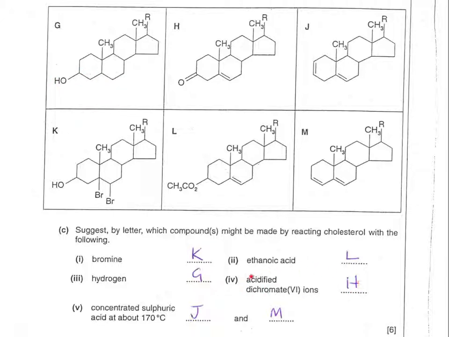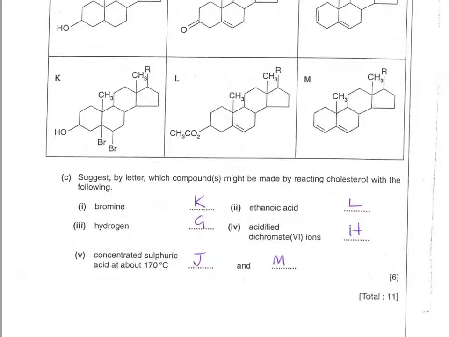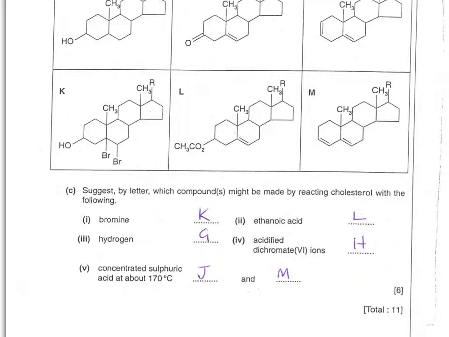For acidified dichromate ions, hopefully that rings a big bell. It's going to oxidise the alcohol, and in this case it's going to form the ketone group that we see here, the cycloketone group that we see here. So now we've got concentrated sulfuric acid reacting at a high temperature, and hopefully you realise, again, a bit of revision from F322 needed, that will dehydrate the alcohol.